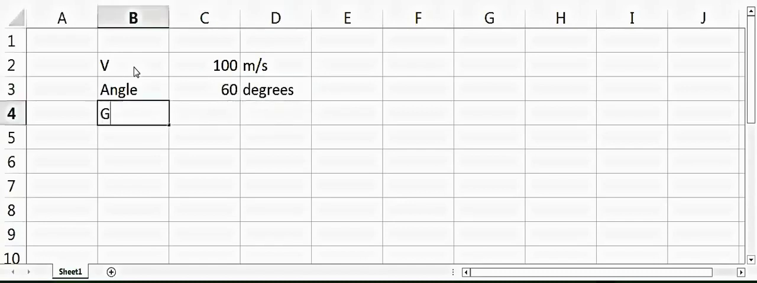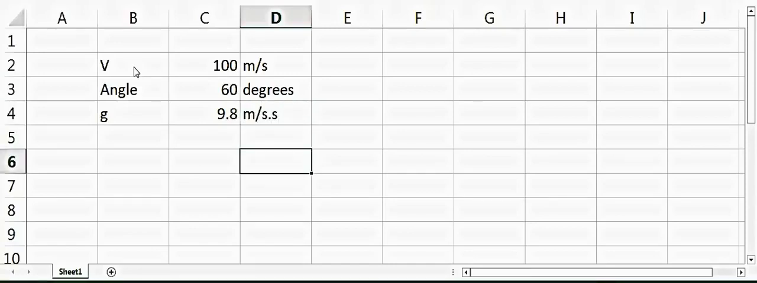And we have a gravitational force G which will act towards the ground, so it will try to bring the ball towards the ground, and the acceleration from the gravity is 9.8 meters per second squared. So now from here we want to calculate the trajectory of the ball in the air.